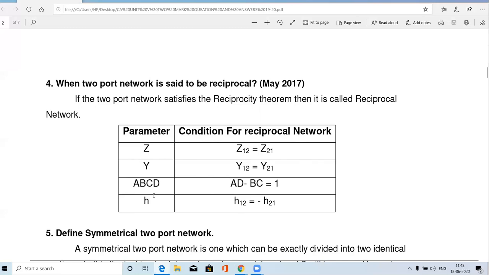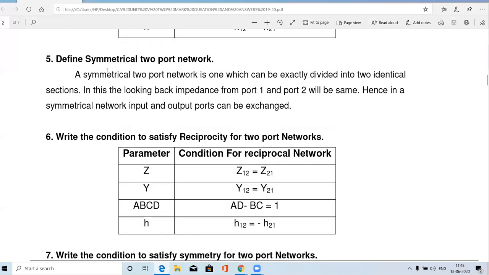We can check in terms of any one of the parameters whether the given network is reciprocal or not. In terms of the Z parameters, Z12 and Z21 are equal. In terms of the Y parameters, Y12 and Y21 are equal. In terms of the ABCD parameters, the determinant of the ABCD matrix is 1, that is AD minus BC equals 1. In terms of the H parameters, H12 equals minus H21. So this is said to be a reciprocal network. And the next one: define the symmetrical two-port network.